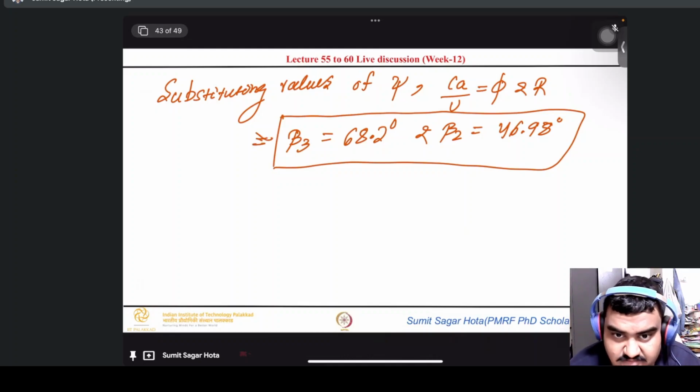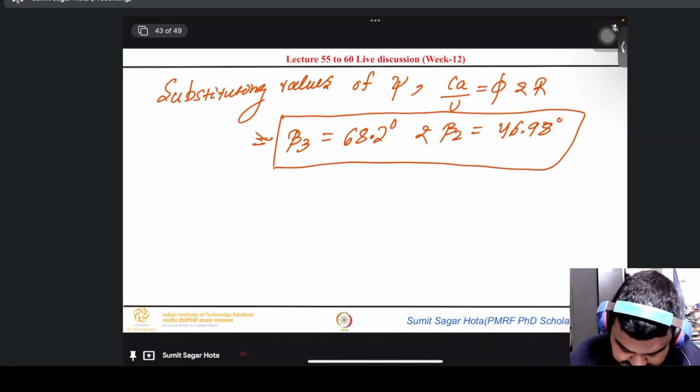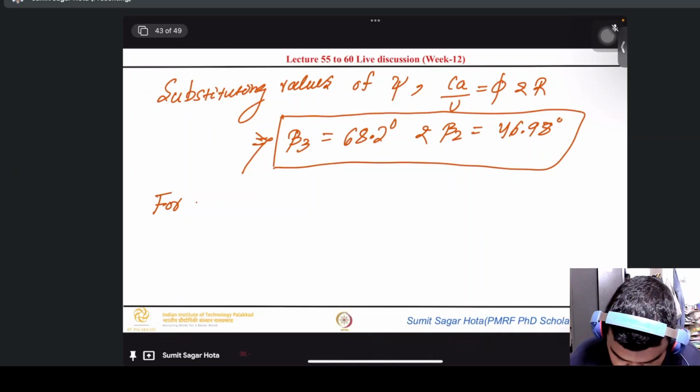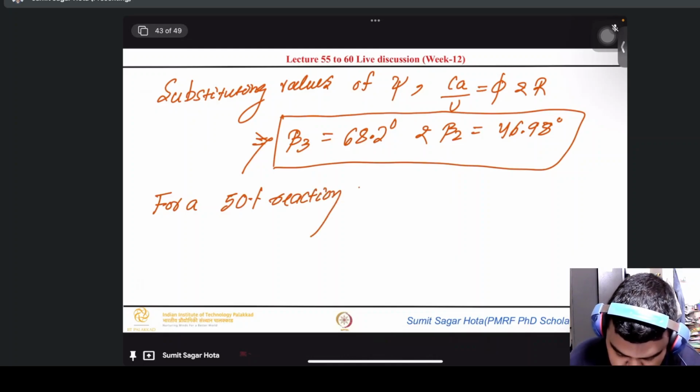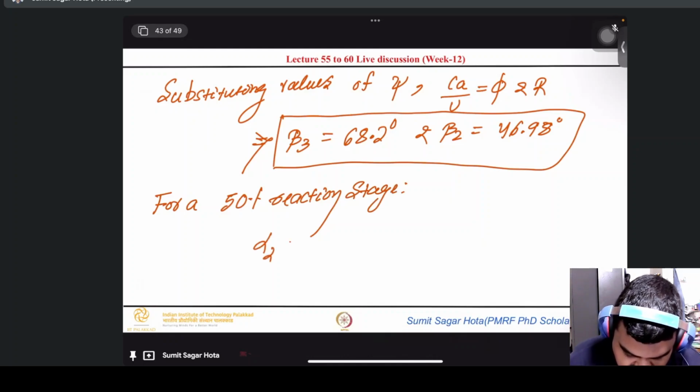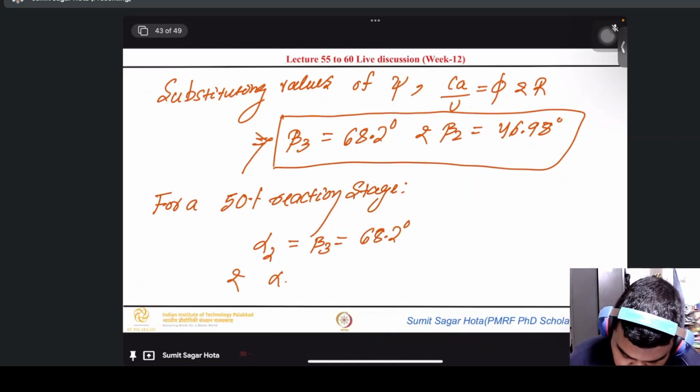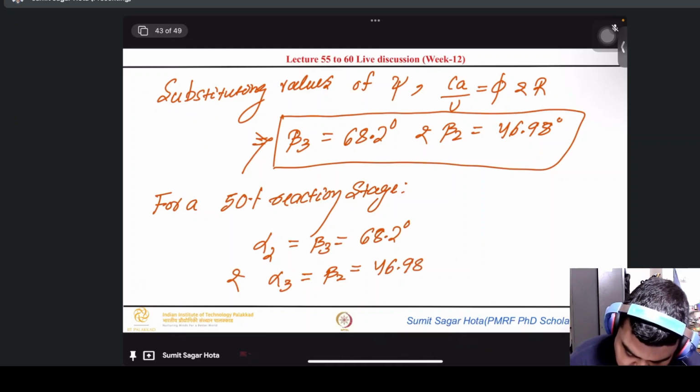So we know for a 50% reaction stage, alpha 2 is equal to beta 3 is equal to 68.2 degree, and alpha 3 is equal to beta 2 is equal to 46.98 degree.